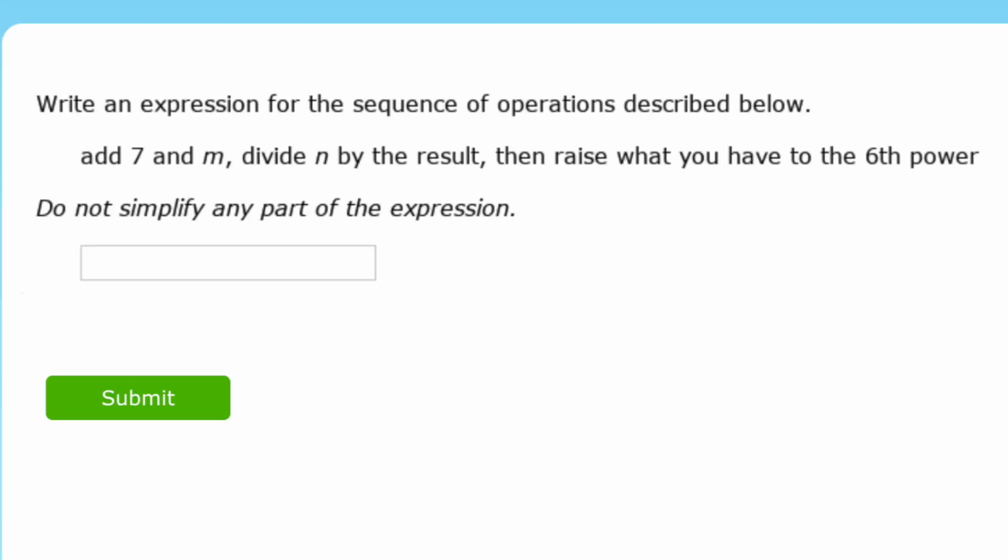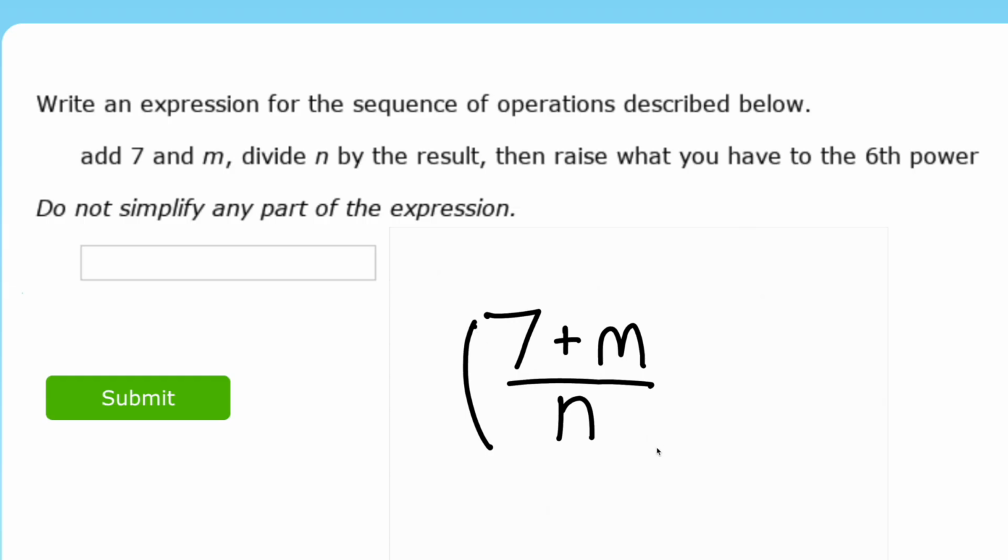Next, we need to add 7 and m, divide n by the result, then raise what we have to the 6th power. So we could start off by adding 7 plus m, and since we need to divide n by the result, we put the whole thing over n. Lastly, we need to raise to the 6th power. Since we need to raise everything, we need to put parentheses and raise the whole thing to the 6th power.